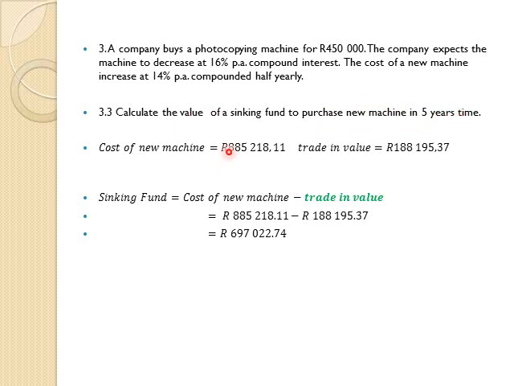So cost of the new machine, 885,218 rand 11 cents. Trade-in value, 188,195.37. Subtract the two, and all in all, I need 697,022 rand 74 cents to buy a new machine. Alright, so we're going to save this in a future value annuity.